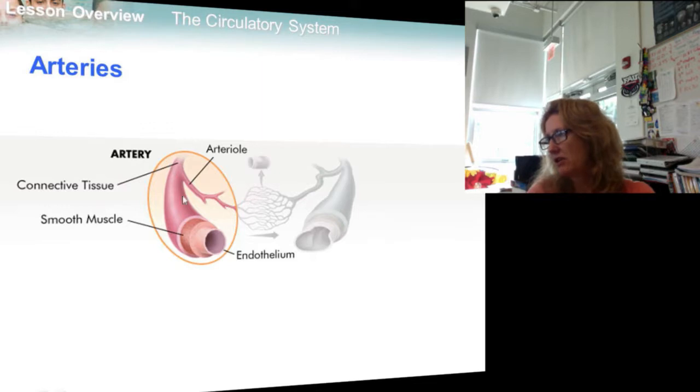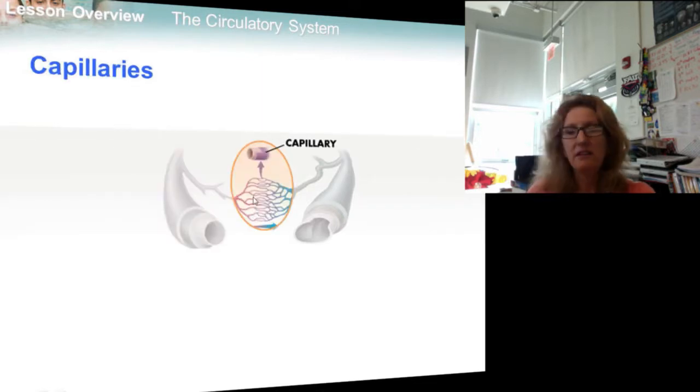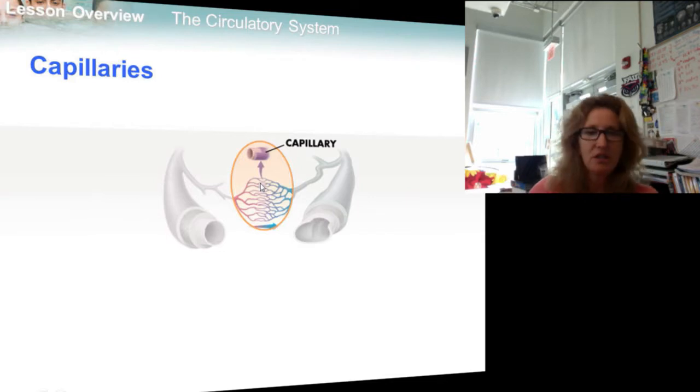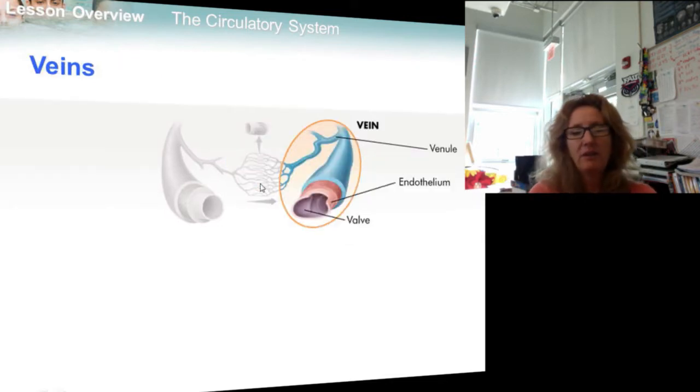Branching out from the major arteries, you have the arterioles, okay? And then eventually the smallest blood vessels are called the capillaries. Most capillaries are so narrow that blood cells pass through them in a single file. Their extremely thin walls allow oxygen and nutrients to diffuse from blood into tissues, and carbon dioxide and other waste products to move from tissues into blood. After blood passes through the capillaries, it returns to the heart through the veins.